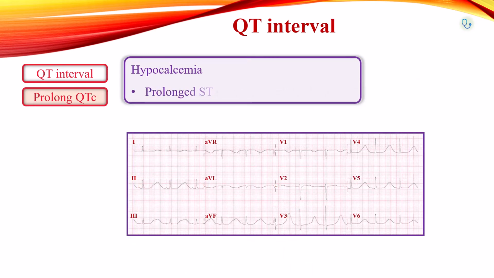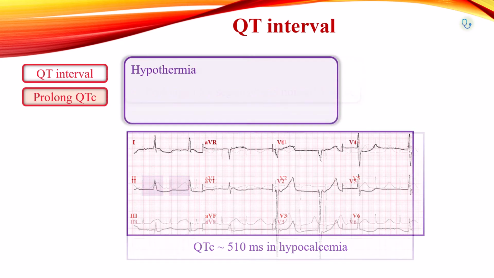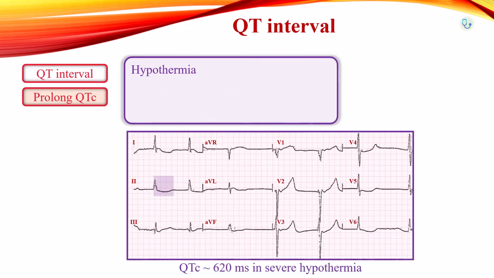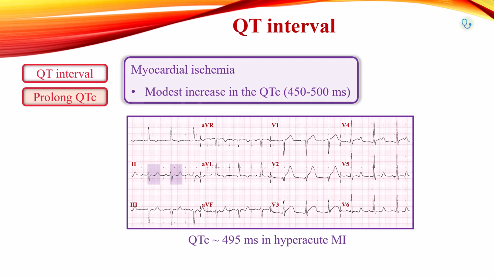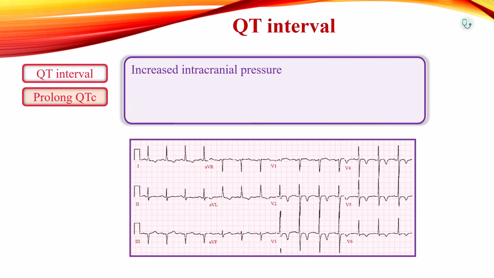Hypocalcemia typically prolongs the ST segment, but leaves the T wave unchanged. Severe hypothermia can cause marked QTc prolongation, often in association with bradyarrhythmias, especially slow atrial fibrillation, Osborn waves and shivering artifact. Myocardial ischemia tends to produce a modest increase in QTc, 450 to 500 milliseconds.